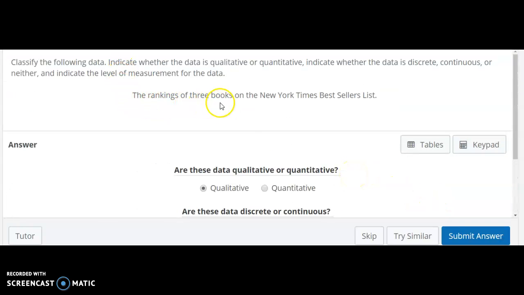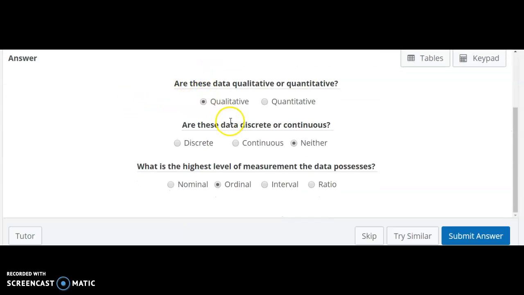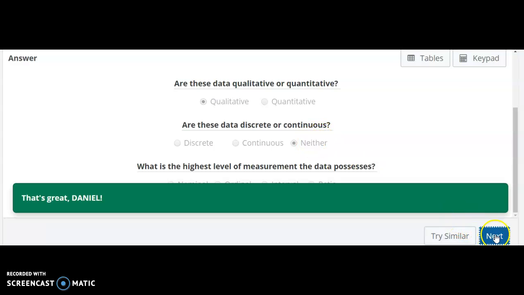Okay, now we're looking at rankings of 3 books. Rankings are going to be ordinal, which is a type of qualitative, so you can get those two right away. And typically qualitative are going to be neither, not discrete or continuous. They're just going to be neither. We'll submit that answer.